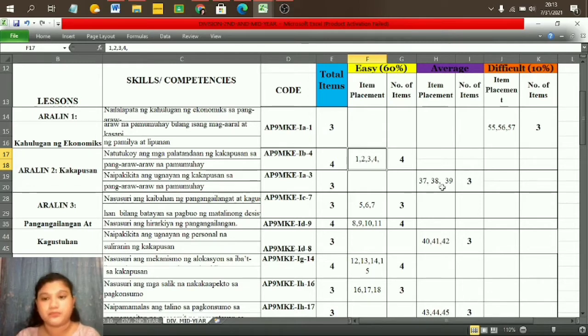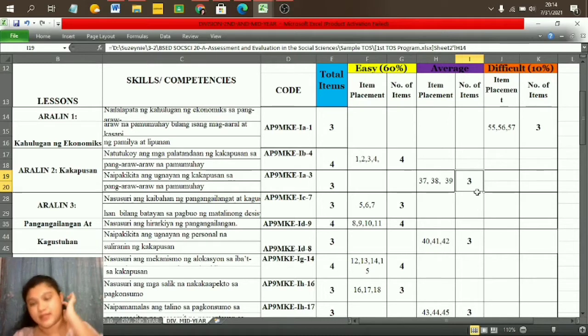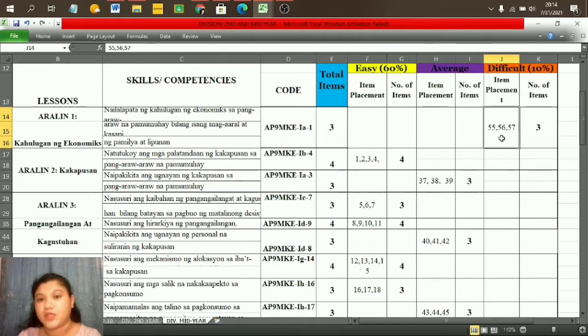And then for the average ones, we could observe numbers 37, 38, and 39 under lesson 2, and it has 3 items. And then for the difficult part, 55 to 57 would also be there, at most 3 items.